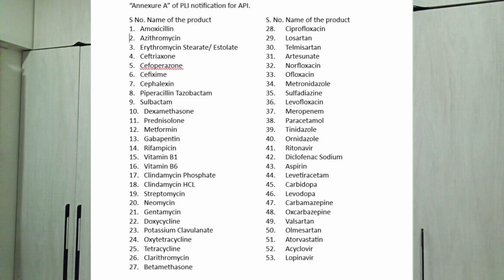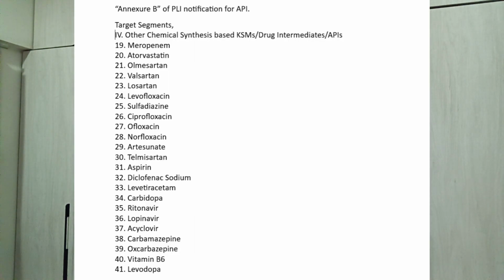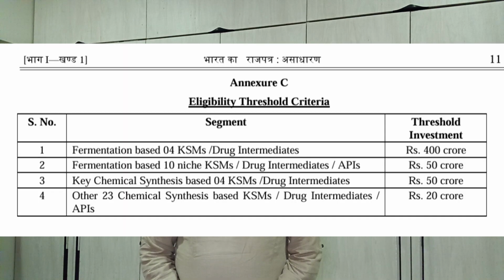Annexure A provides the names of products like amoxicillin, ciprofloxacin, losartan, erythromycin estolate, ofloxacin, paracetamol, ornidazole, vitamin B1, vitamin B6, aspirin, etc. Annexure B of the notification provides the target segments: number 1, fermentation based KSMs, drug intermediates like penicillin; number 2, fermentation based niche KSMs, drug intermediates, APIs like neomycin, gentamicin; number 3, key chemical synthesis based KSMs, drug intermediates like para-aminophenol; then other chemical synthesis based KSMs, drug intermediates, APIs like meropenem, atorvastatin, valsartan, losartan, aspirin, diclofenac sodium, vitamin B6, and levodopa. Annexure C of the notification provides the eligibility threshold criteria for different segments.